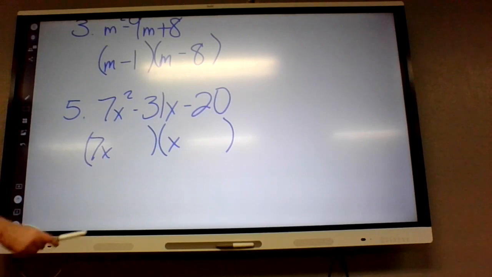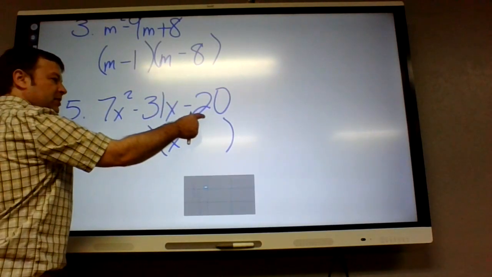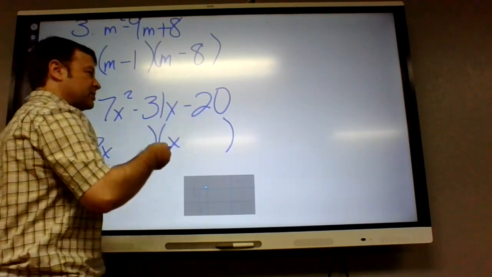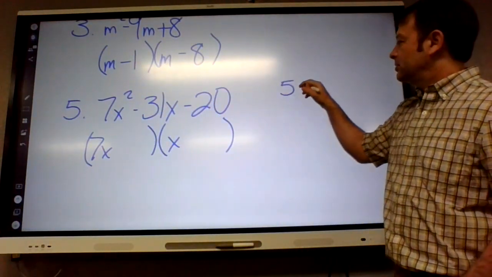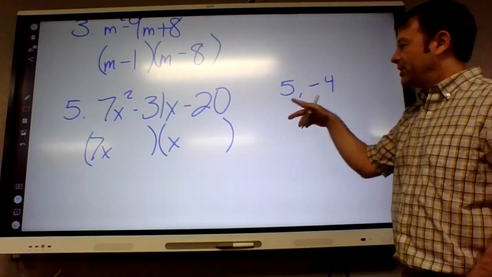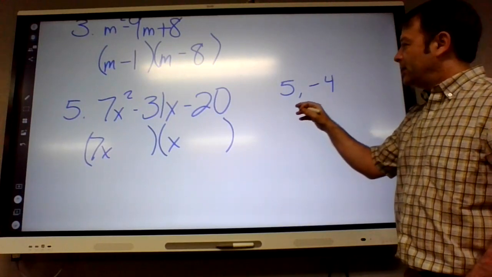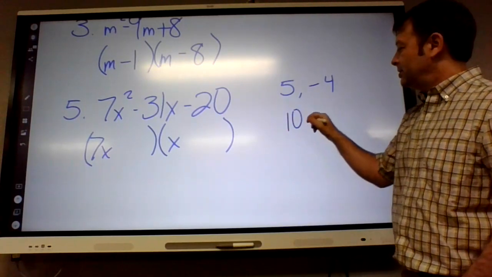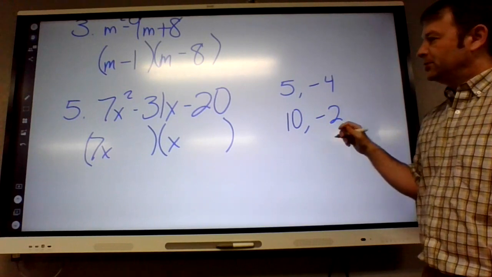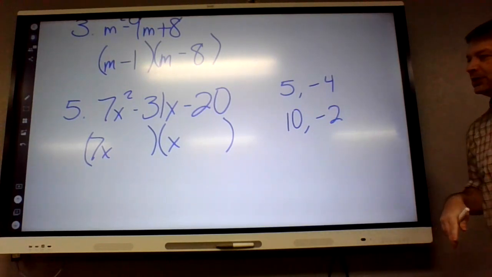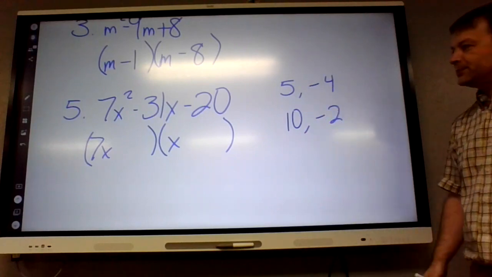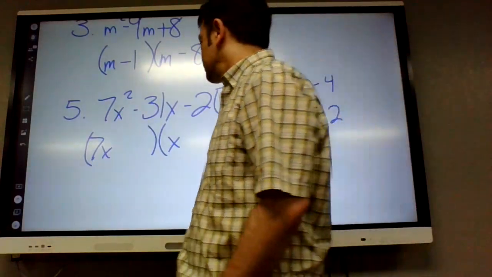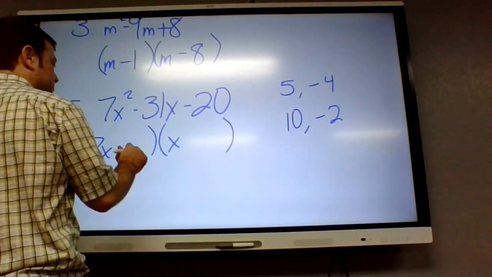And in the back, you say what goes into negative 20? We got a couple options. What can go into negative 20? Like 5 and negative 4, negative 5 and 4, or whatever. Could be 10 and negative 2, 20 and negative 1. Probably not that one. So we're gonna guess. Which one do you guys want to try? Negative 4 and positive 5.